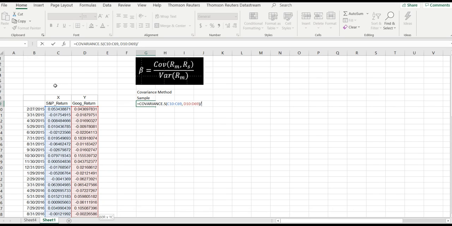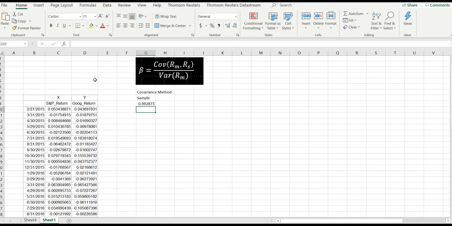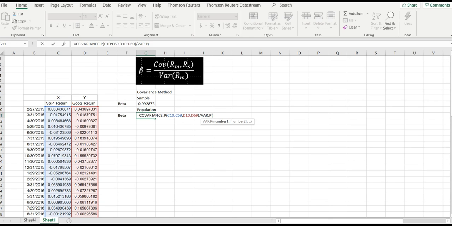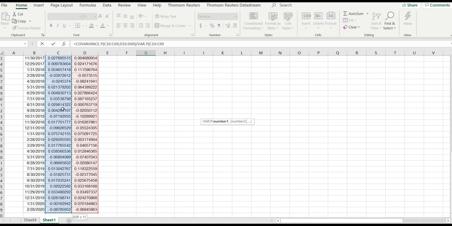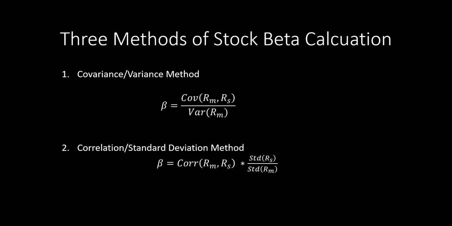To get the sample covariance, we use the COVARIANCE.S formula, and sample variance is given by the VAR.S formula. For population covariance and variance, you put .P instead of .S. As you can see, both sample and population formulas resulted in the same beta, which using this data set for Google is 0.9928.